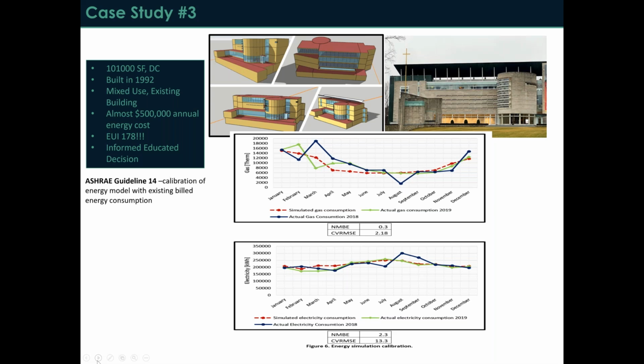So we performed the energy modeling. We got their bills from 2018 and 2019, as you see on the screen, for their gas consumption and their electricity consumption. 2018 is blue, 2019 is green, and then the simulation was performed and is the red dashed line. Then we did the calibration of the energy model. This is the simulated energy model. This is the calibrated one per ASHRAE Guideline 14.